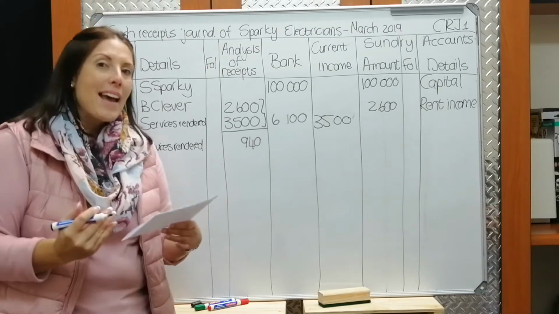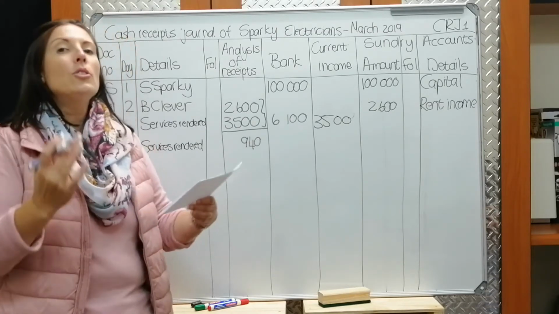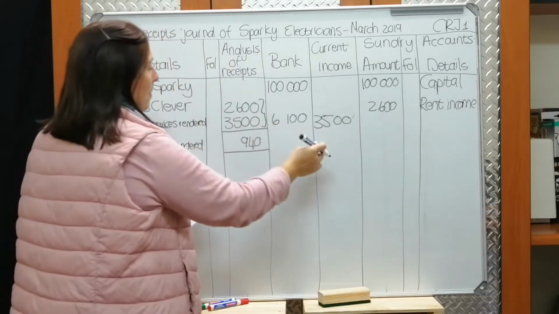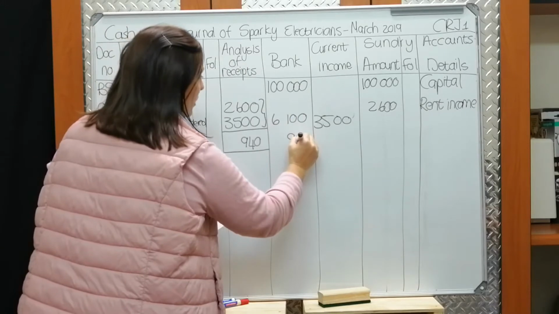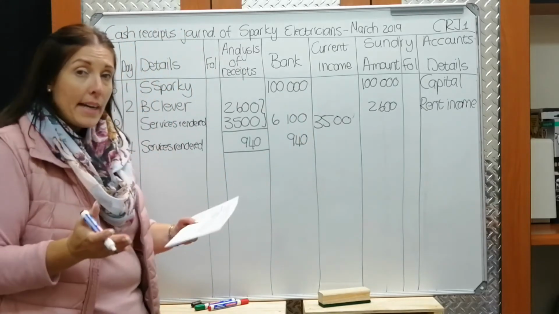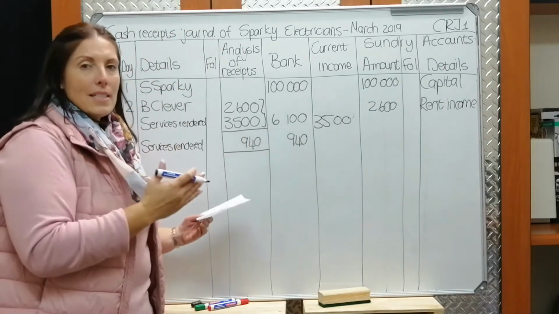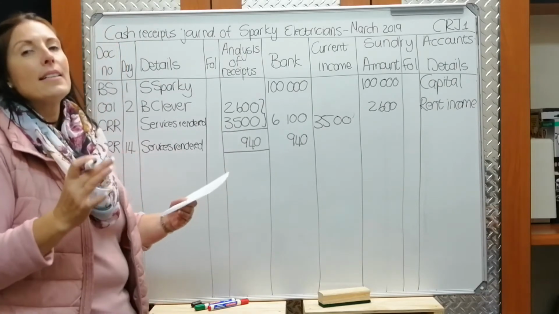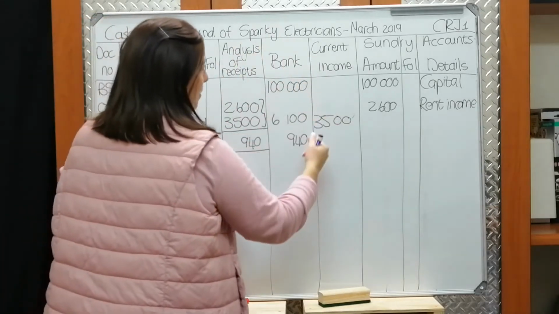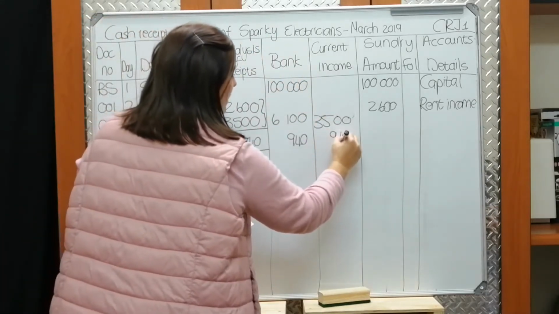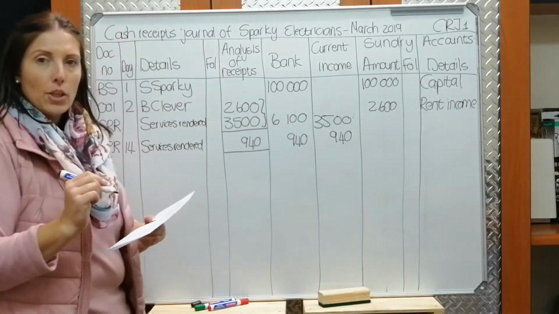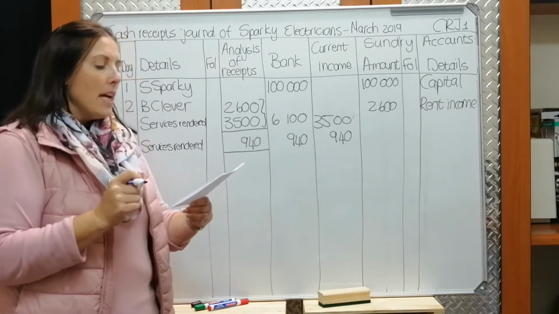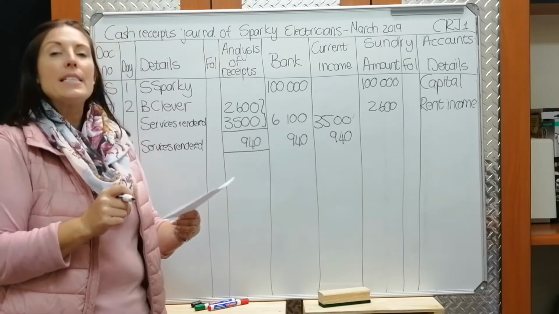Check, is there another transaction that happened on this day? No. So at the end of the day, I can close the till and I take the money to the bank, 940. Then you ask yourself, why did I receive this money? Because I rendered a service. What is services rendered account name in our business's books? Current income. So I go to my current income column and I write 940.